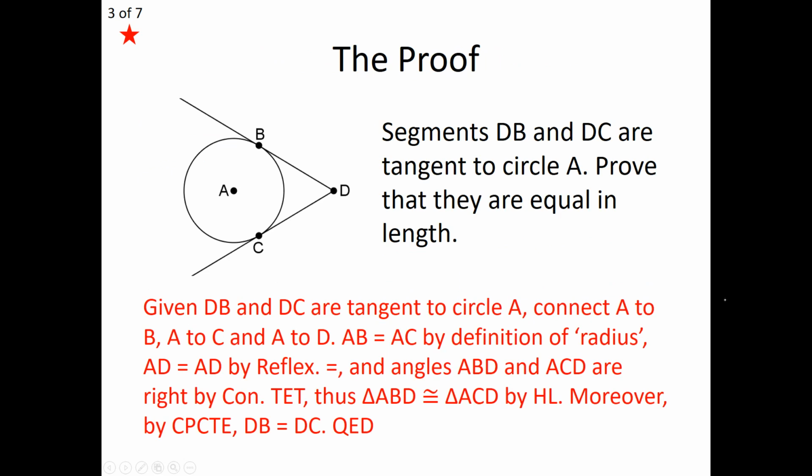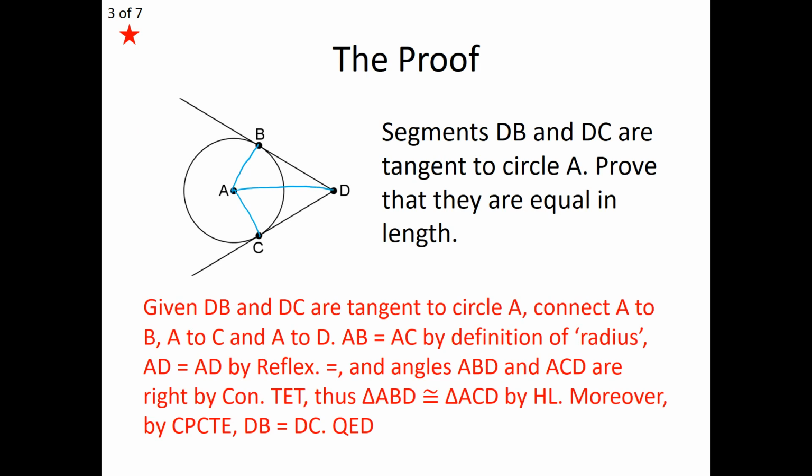So with our given, we're going to make a few constructions to begin the proof of the twin tangent theorem. What we're going to do first is, with our given points A, B, C, and D, connect point A to B and point A to C. We'll find in just a moment that AB and AC are equal in length because they're both radii of the circle. But we're also going to do one more construction. We're going to connect point A to D.